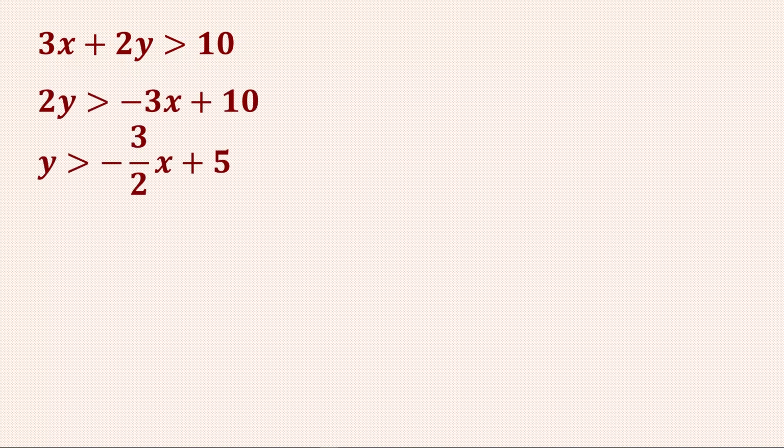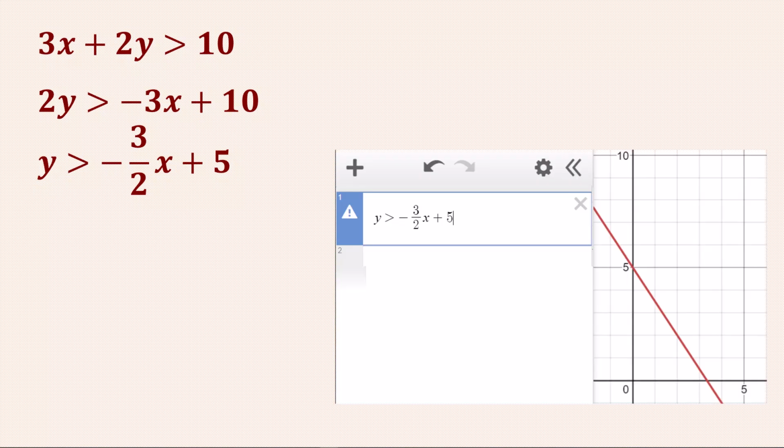To graph the solution to an inequality with two variables, such as 3x plus 2y greater than 10, we first transform it into slope-intercept form by moving the x term to the right side, dividing all parts by 2, the coefficient of y, and then showing it in a graphing application such as Desmos.